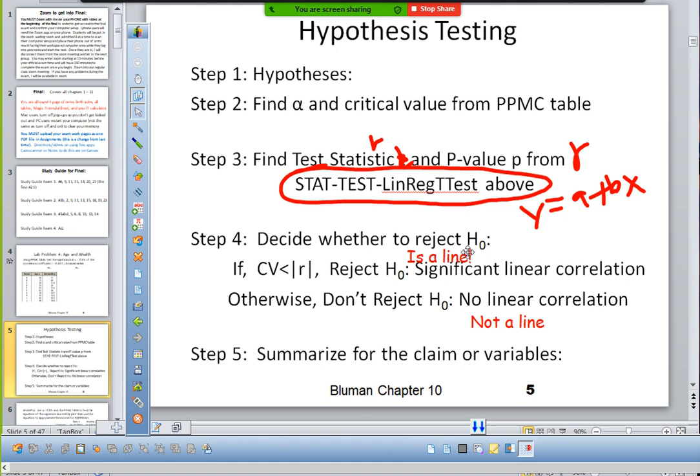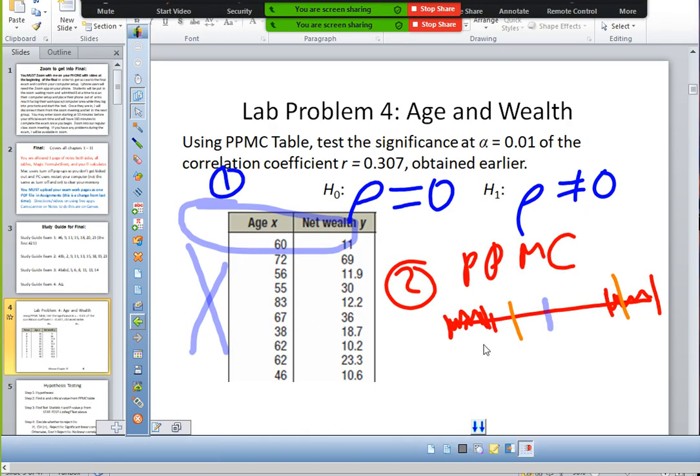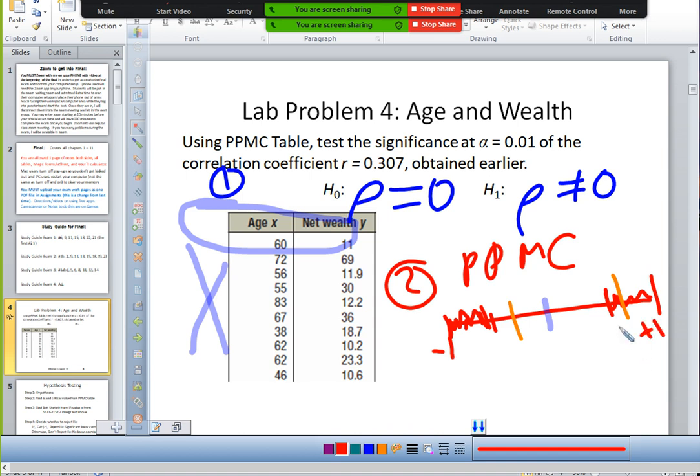And that kind of helps you out with the second part. Because rejecting H naught means that you're close to 1 or negative 1. Because remember, out here are negative 1 and positive 1. And then you have your critical values in here. So if you're out here, that means you're close to 1. It means you're close to a line. 1 is a perfect line.